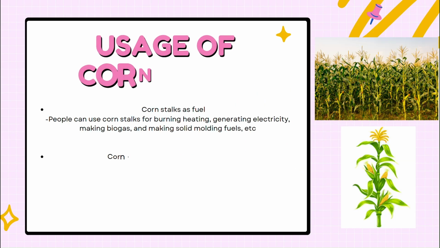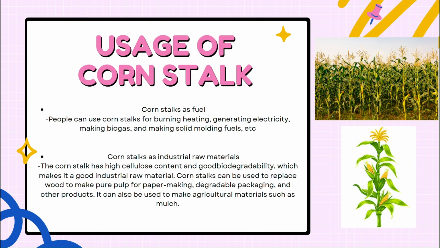As for the usage, corn stalk can be used as fuel, where people use it for burning, heating, generating electricity, making biogas, and making solid molding fuels. Corn stalk is also used as industrial raw material as it contains high cellulose content and good biodegradability. Corn stalk can be used to replace wood to make pure pulp for paper making, degradable packaging, and other products. It can also be used to make agricultural materials such as mulch.